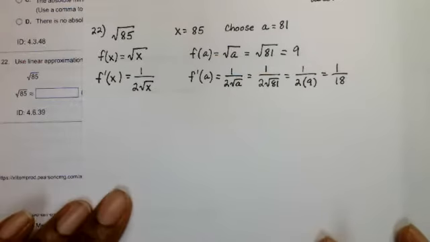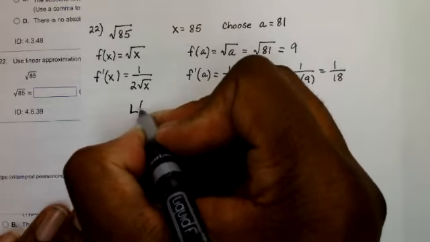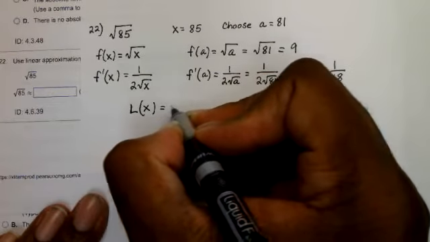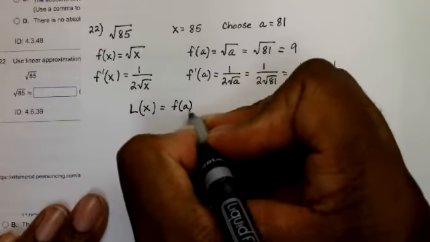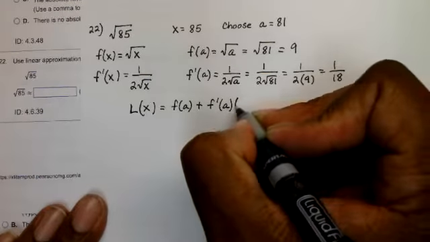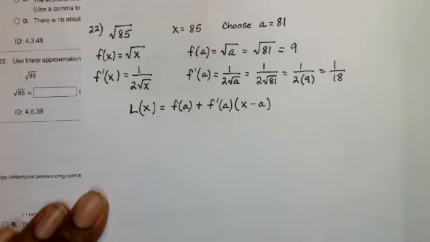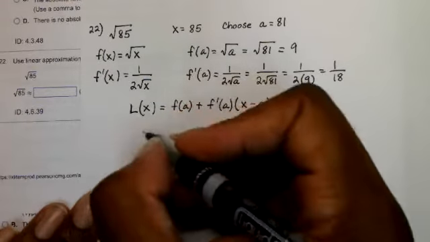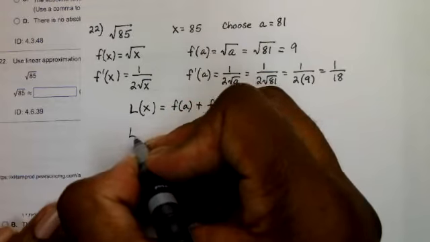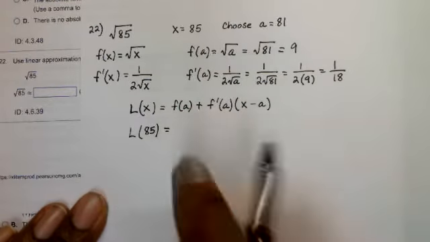Now I'm going to use that linear approximation formula. If you recall, that will be L of x is equal to f of a plus f prime of a times the quantity x minus a. This is what we call our linear approximation formula. And in this case, x is going to be 85. So the linear approximation for 85 would be this.